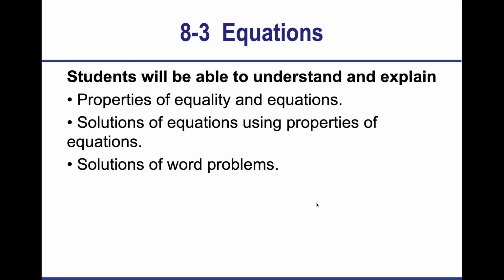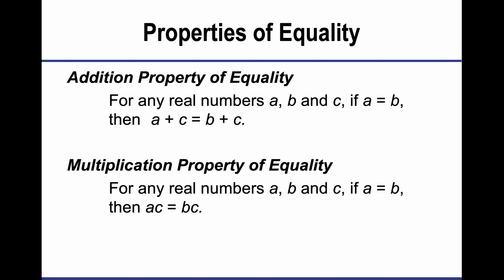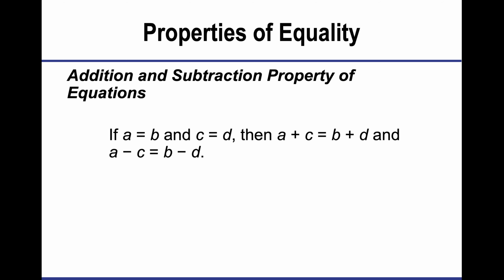So we're going to look at equations now. So we're continuing that algebraic thinking idea. The addition property of equality is kind of a foundation that we utilize when we're solving equations. And what it says is if I add something to both sides, it stays balanced. The multiplication property is the same idea, but multiplication.